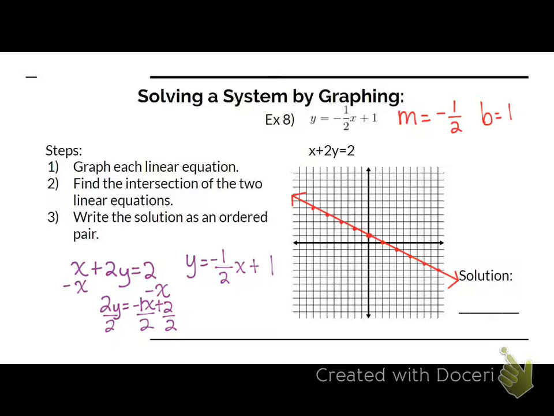Questions about getting it into slope-intercept form? Now that we've done that, we still have to identify m and b, and we have to graph it. It's the same line. Interesting. So if we graph that line, you don't really have to do the whole thing again, because I'd be tracing over the exact same line.